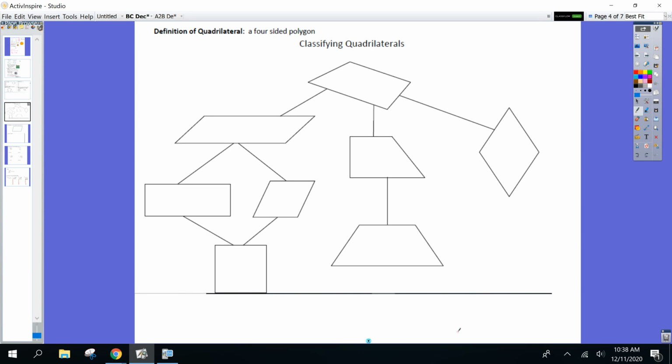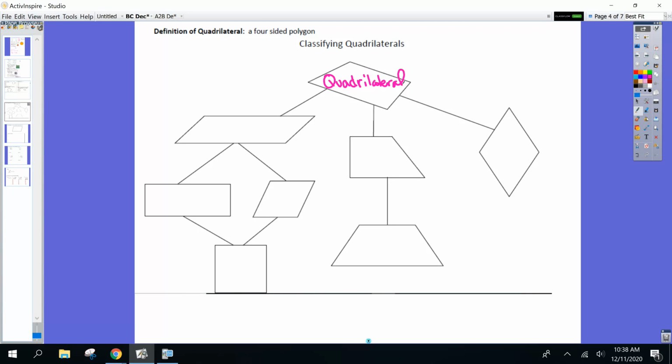So here's a family tree. Right at the top, here's your quadrilateral. Everyone says, oh, a square. Okay, that's a type of quadrilateral. Quadrilateral: 4 sides, and all their interior angles add up to what? Anybody? 360. 4 sides, and all the interior angles add up to 360.